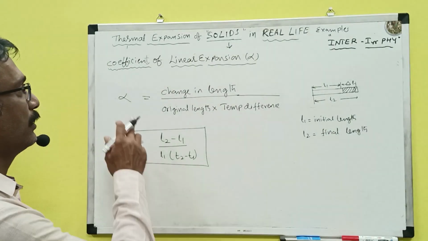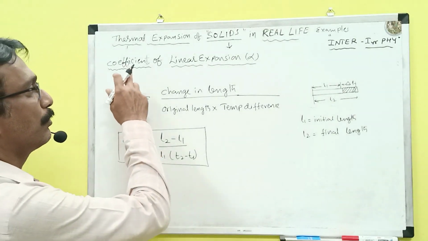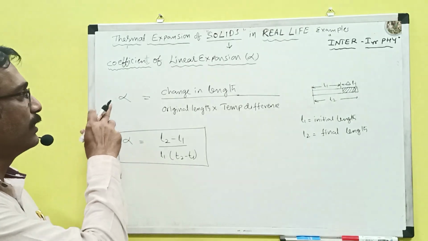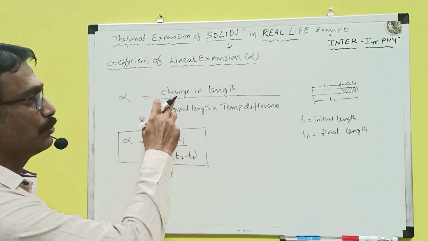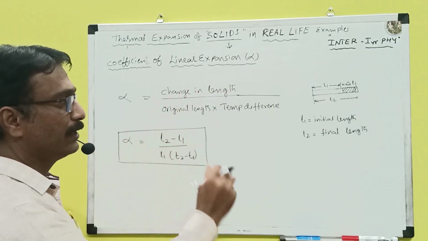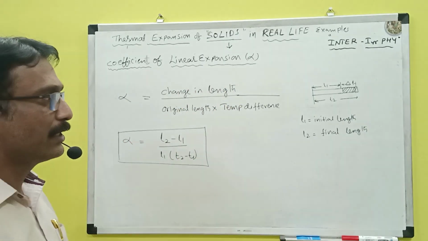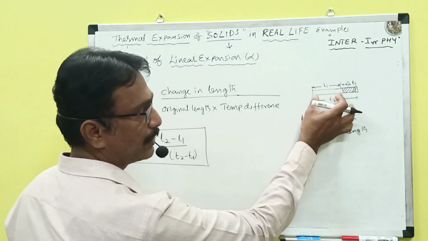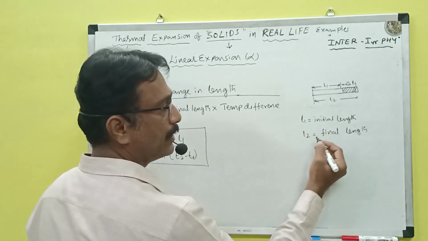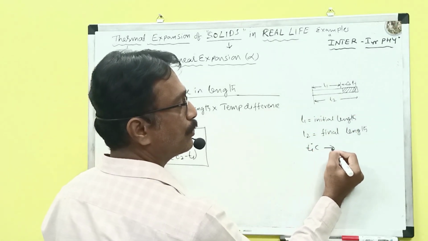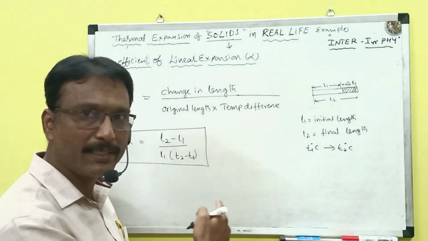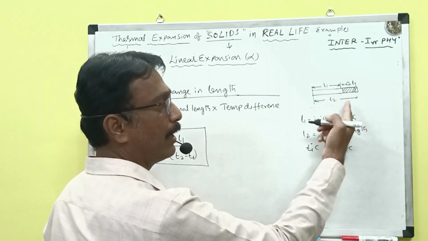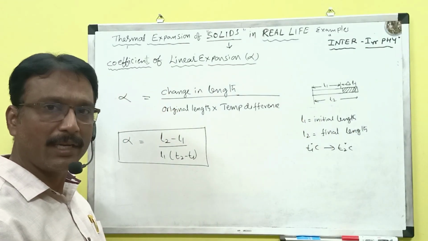Now we will discuss the most important definition, the coefficient of linear expansion. It is denoted by the letter alpha. Alpha is equal to change in length divided by original length into temperature difference. Now consider a metal wire. Its initial length is L1, from here to here. When it is heated from T1 degrees Celsius to T2 degrees Celsius, that means the temperature increases. On heating, it will expand, and L2 is the final length.